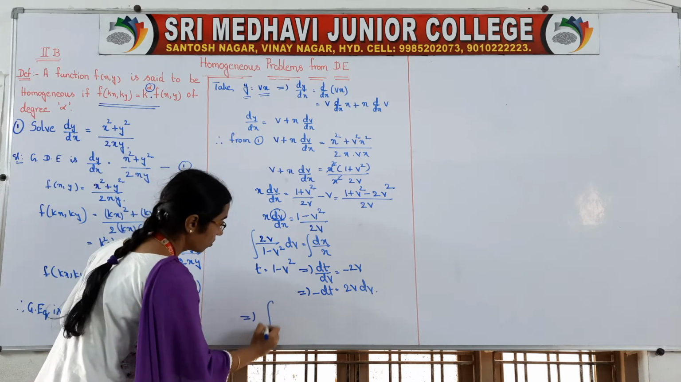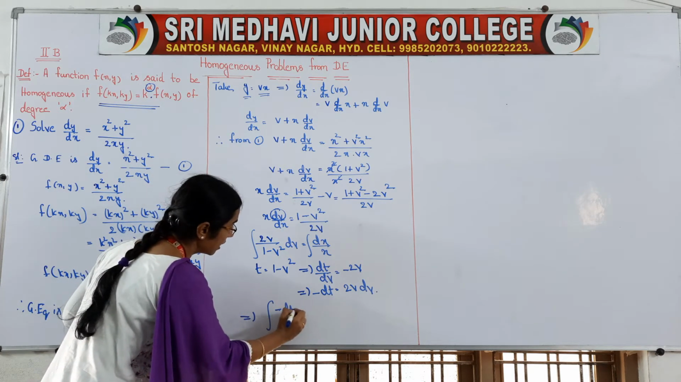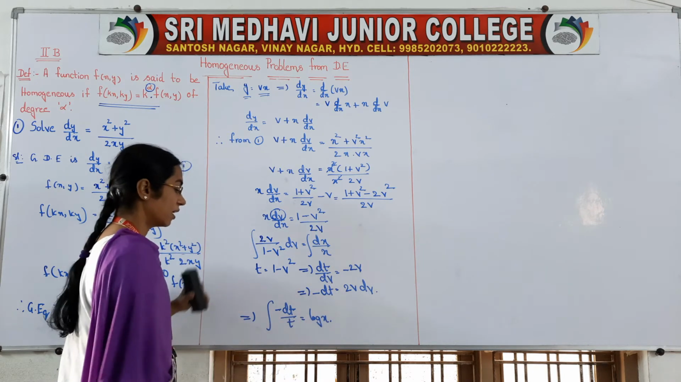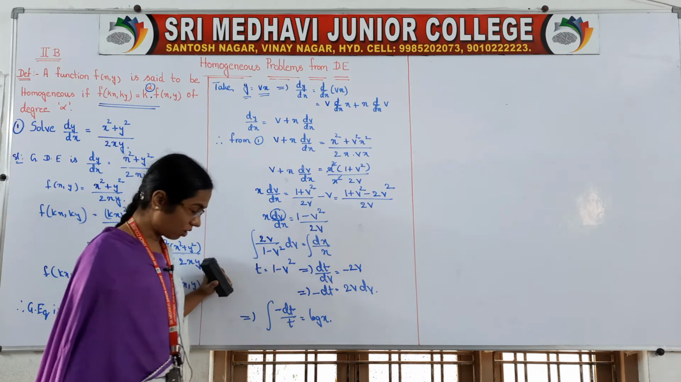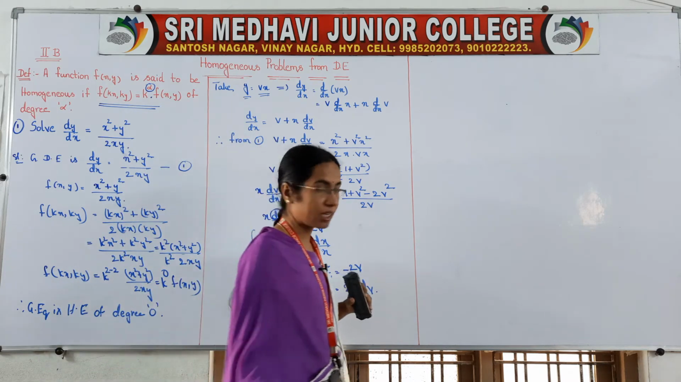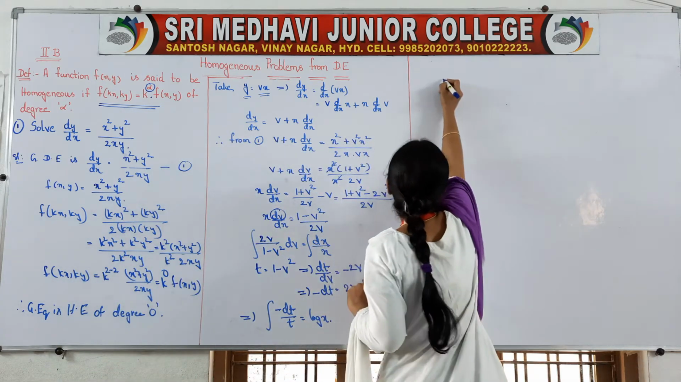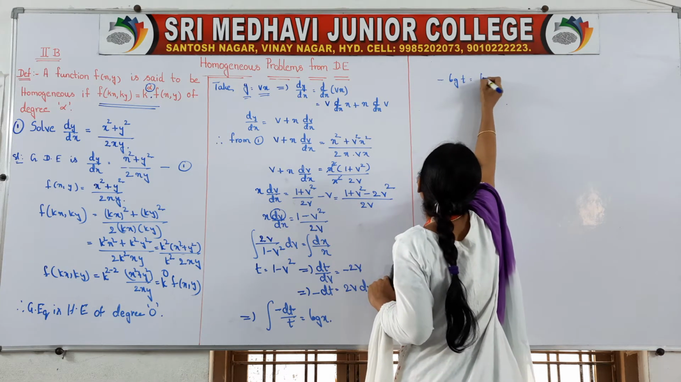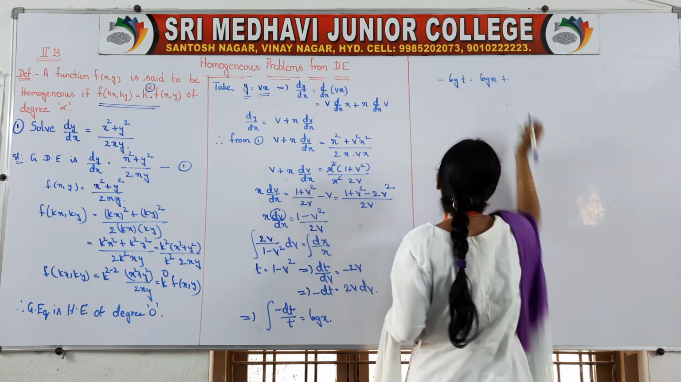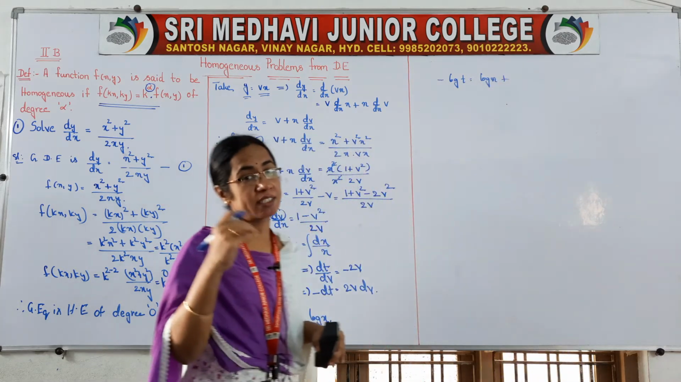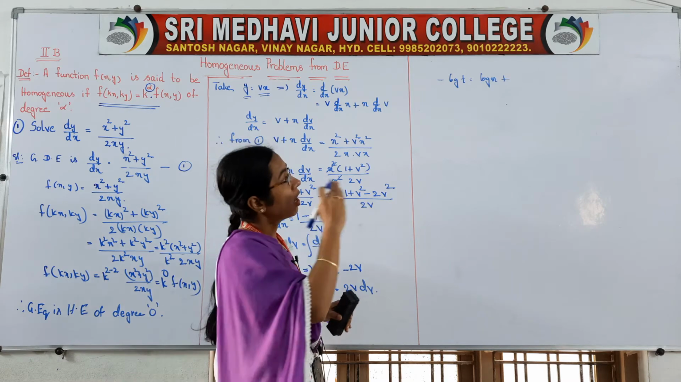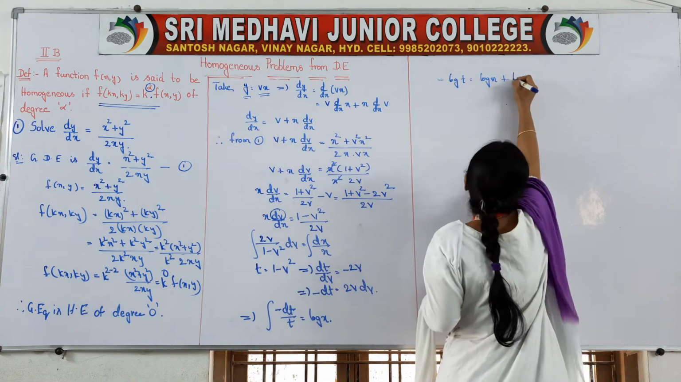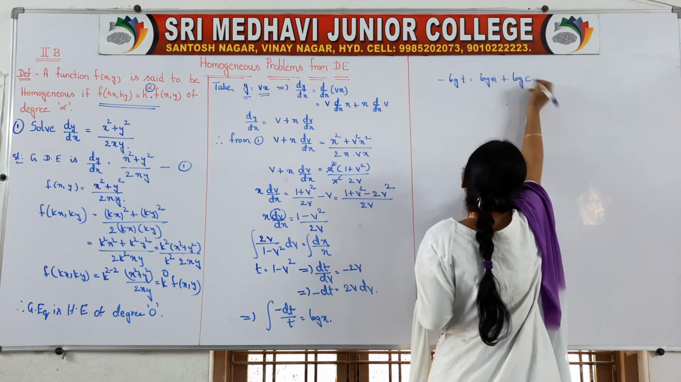Therefore, integral of minus dt by t is equal to integral of dx by x, which gives log x, right? After the completion of integration, we have to take c also. So minus log t is equal to log x plus c. All are in terms of log, so we have to take the constant as log only, so that is log c.